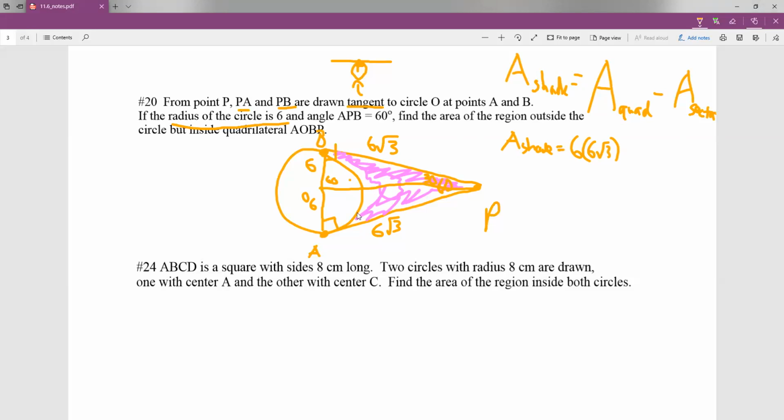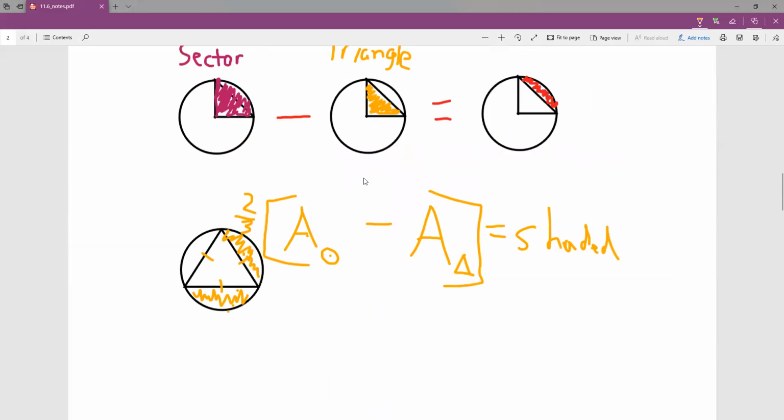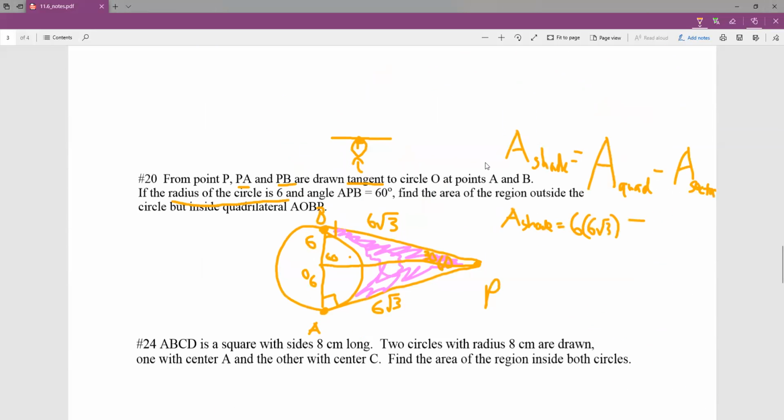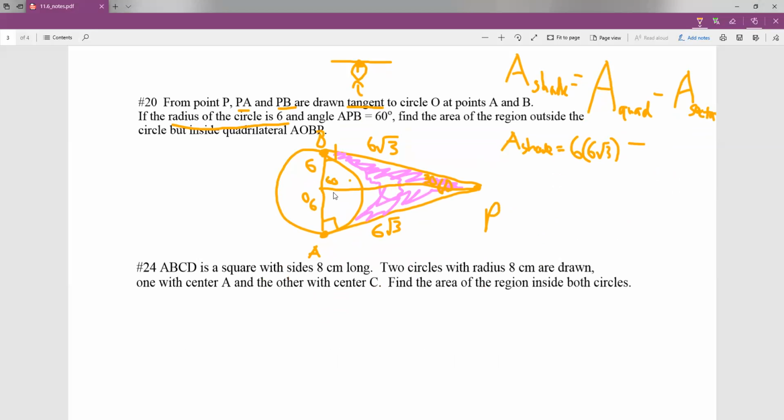Now we need to find the area of the sector. We've got to go back up and look at our formula. The formula for the area of the sector is theta over 360 times pi r squared, where theta is the angle measure and r is the length of the radius. In our problem, this angle is also 60, so the whole angle of the sector is 120, and r is 6. So we're going to have 120 over 360 times pi times 6 squared.